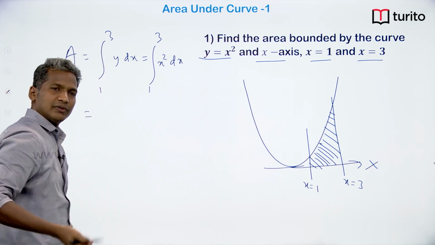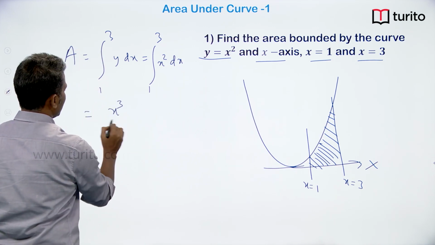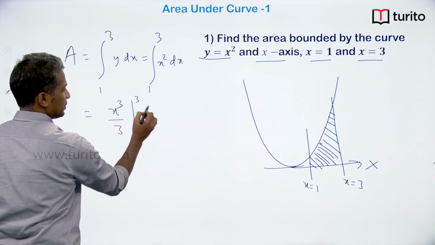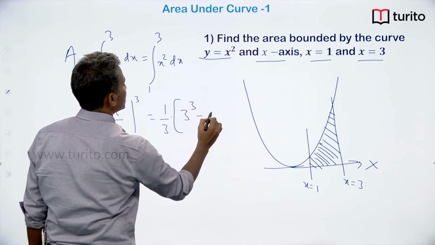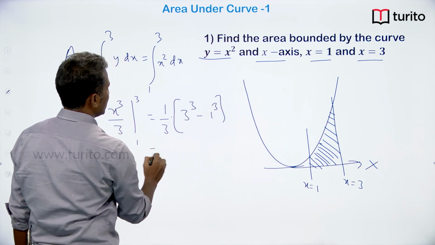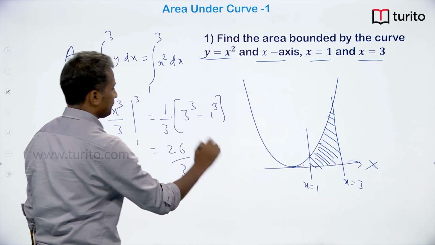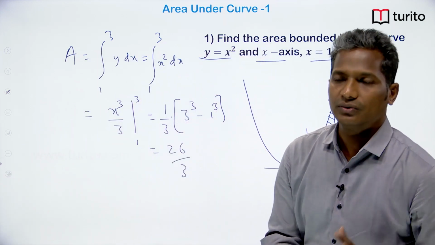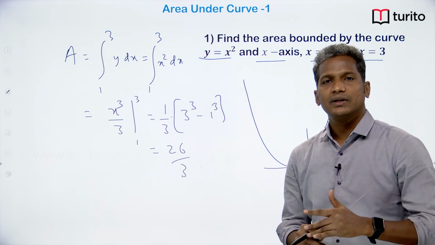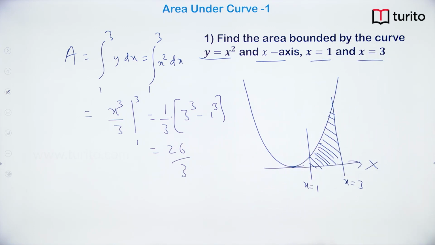So, what is the integral of x square? You know this, x cube by 3, limits going from 1 to 3. So, we will get 1 by 3 into 3 cube minus 1 cube, which will give me 26 by 3. So, this is a very simple question just to explain the concept of area. Okay. Come on, make a note of this.